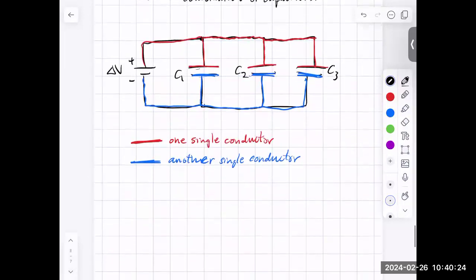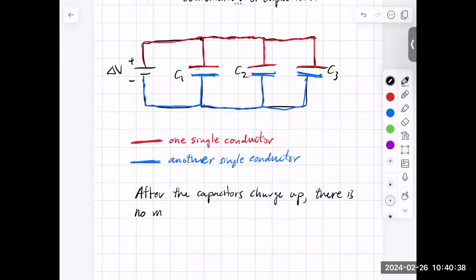So after the capacitors charge up, there is no more flow of charge. And that means our conductors are in equilibrium. And one of the things we said about conductors in equilibrium is that the potential everywhere on that conductor is going to be the same. So if I look at the top plate of C1, it has to be at the same potential as the top plate of C2 and the top plate of C3 and the positive terminal of the battery.